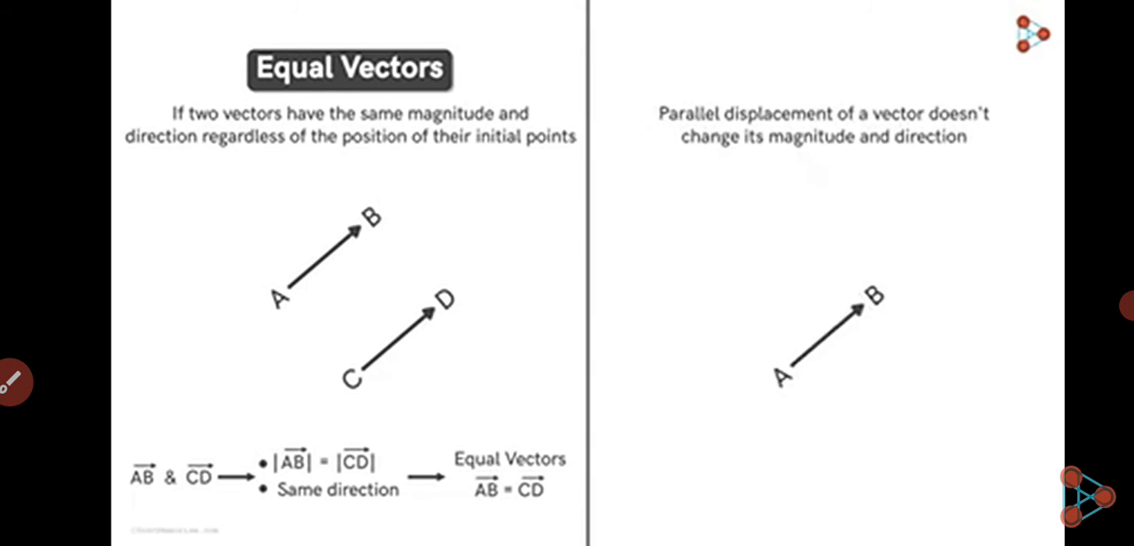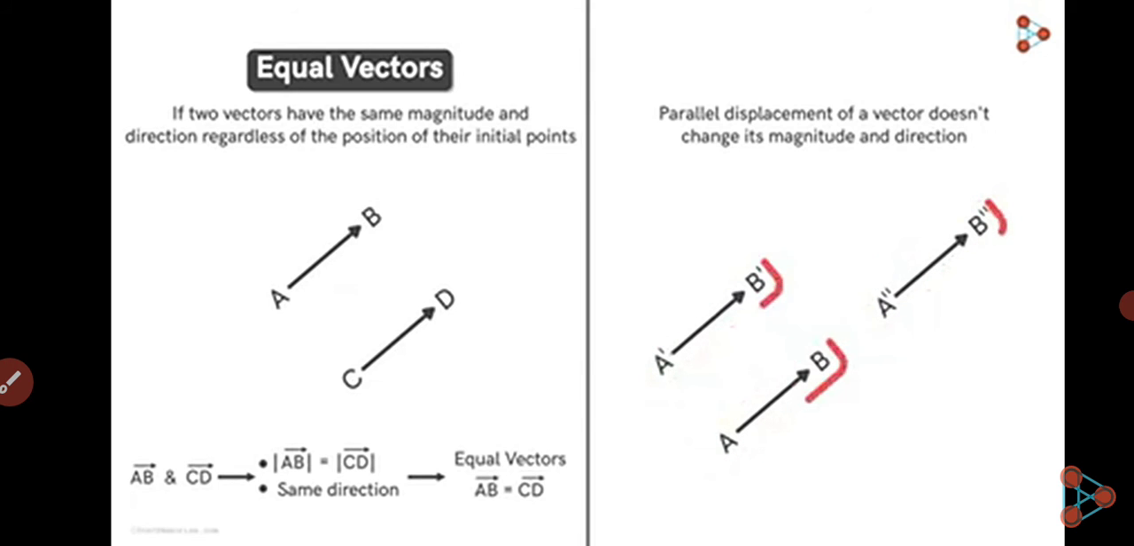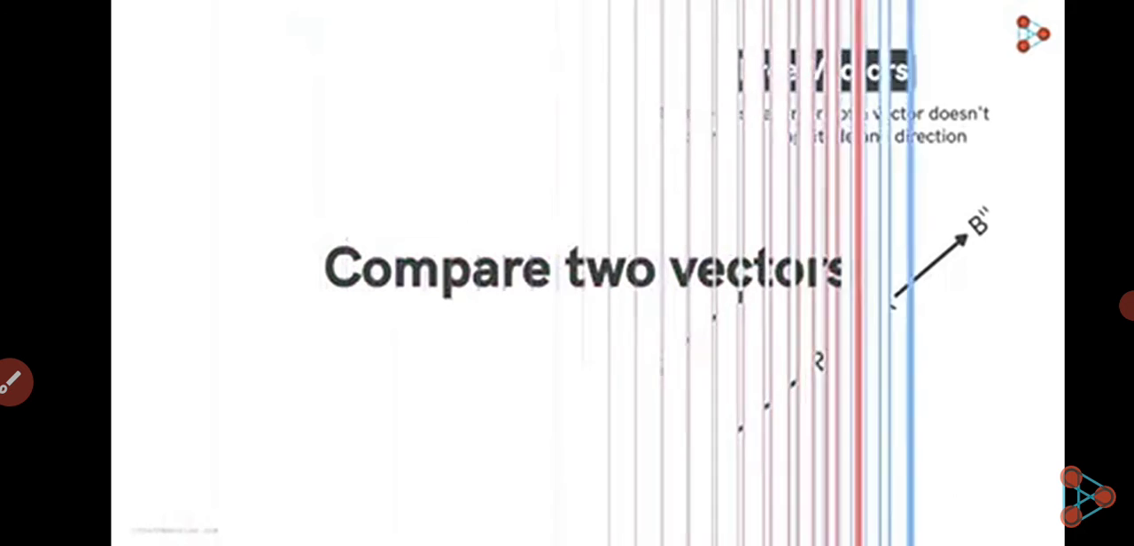Now, parallel displacement of a vector doesn't change its magnitude and direction. Students, if you move a vector like AB parallelly, and let us suppose you get A dash B dash, or A double dash B double dash, you are just displacing these vectors parallelly. So it will not change its magnitude, and it will not change its direction. So we call these free vectors. Free vectors are free to move, and they will not change their magnitude as well as their direction.